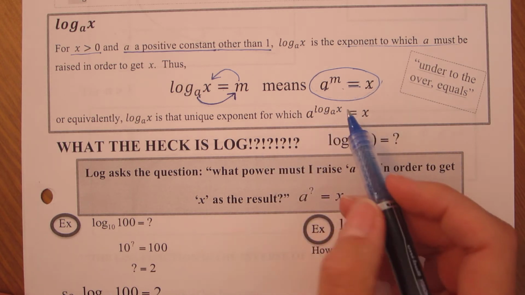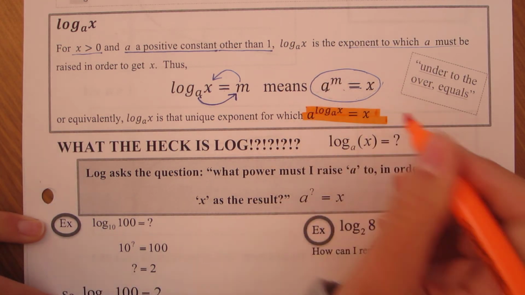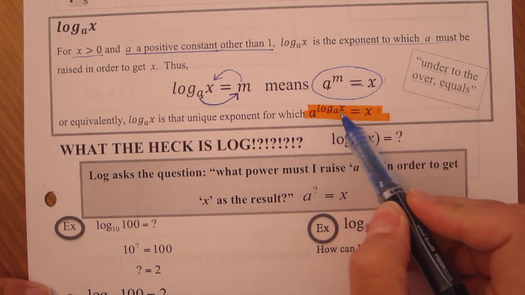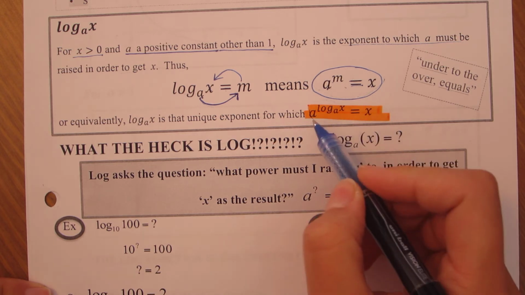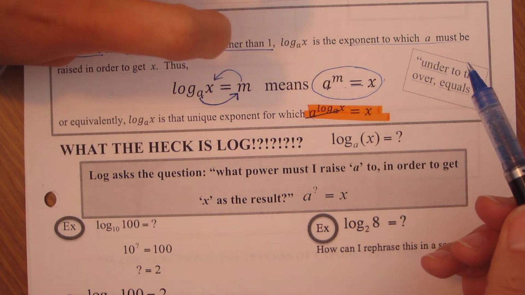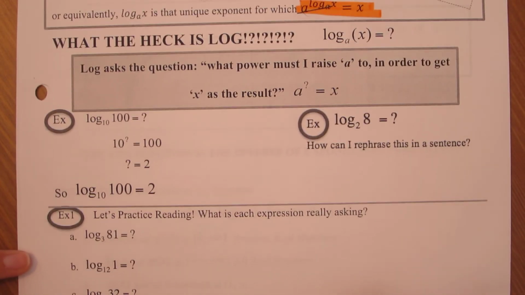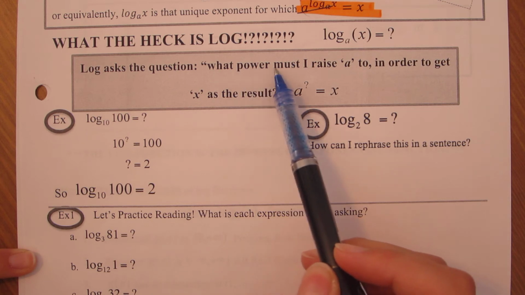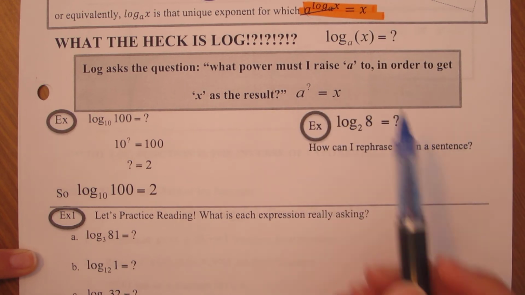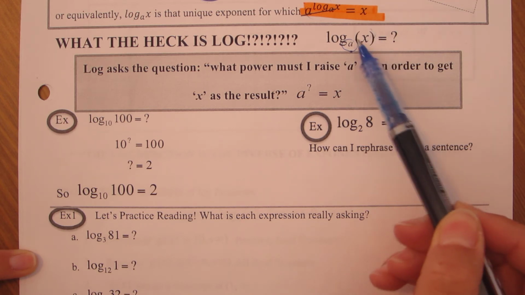So equivalently, what this expression says right here, a to the log base a of x equals x. Because your log is base a, if you raise that from another base of a, those will cancel each other out and you will simply be left with the quote-unquote input of the log. Okay, and if that doesn't make sense, that's okay. We're going to look at a lot of examples. Log asks the question, what power must I raise a to in order to get x as a result? What that means is you look at your base and you say, well, what must the exponent of this be in order to get that value?